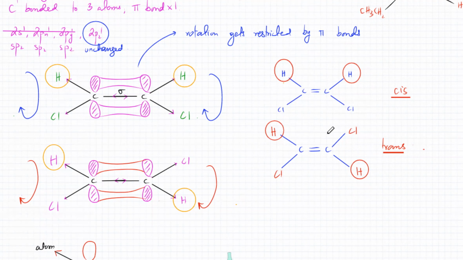So the idea is you have all types of geometric isomers. Even if the variation is less, there would be differences in physical and chemical properties. Is that clear?